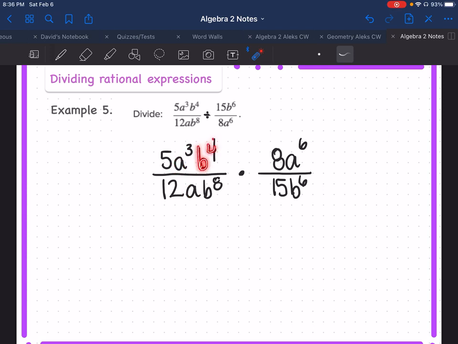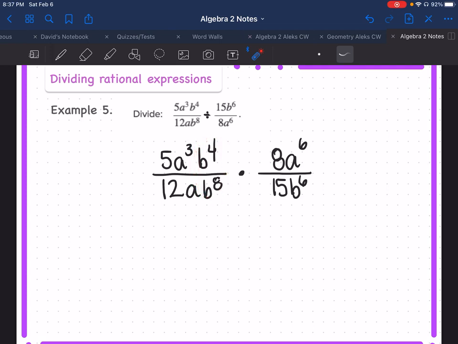So b to the fourth and b to the eighth would be 4 minus 8, which is negative 4. Whenever I have a negative, I cannot simply write b to the negative 4. This is going to go down to the denominator. So if I have this, it's actually going to turn into that. Okay? And then, of course, on this fraction, this rational expression, there's nothing I can do because a and b are different bases. But I can do the a's and I can do the b's here.